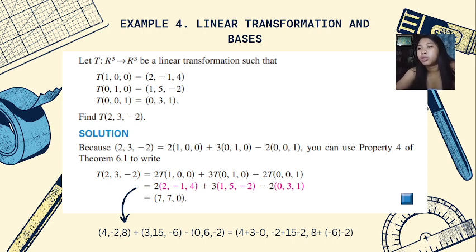So that will be 2 times 2 is equals to 4. 2 times negative 1 is negative 2. 2 times 4 is equals to 8. Plus, copy the plus sign. 3 times 1 is 3. 3 times 5 is 15. And 3 times negative 6 is negative 6.